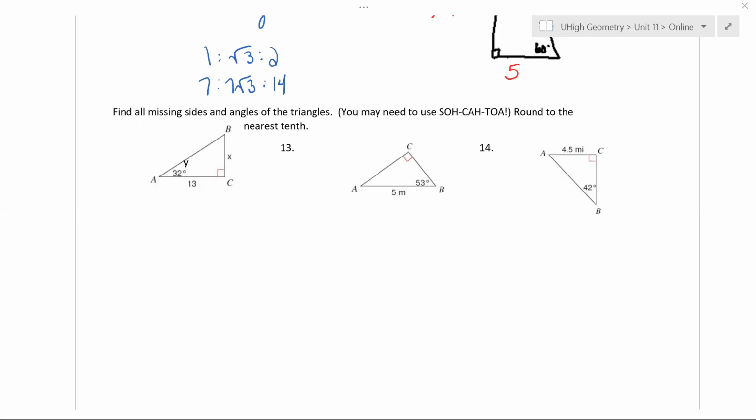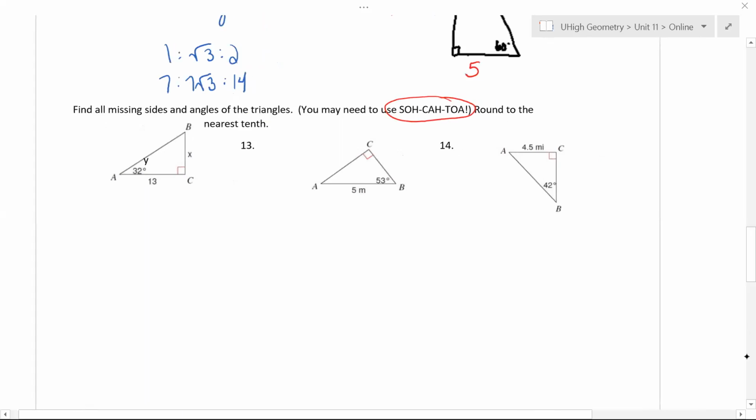And what we want to remember here is this SOHCAHTOA. So remember, if I write it up and down, I have SOHCAHTOA. So I have my sine is opposite over hypotenuse. My cosine is adjacent over hypotenuse. And my tangent is opposite over adjacent.